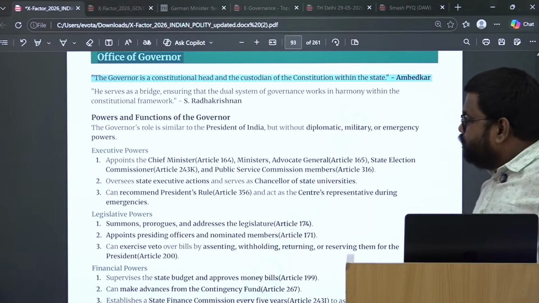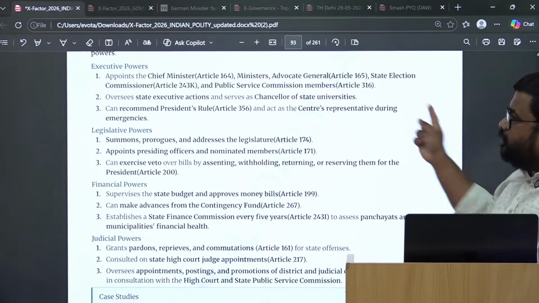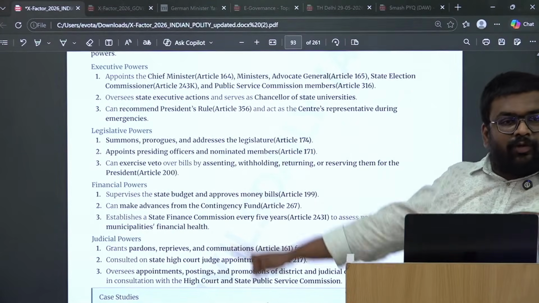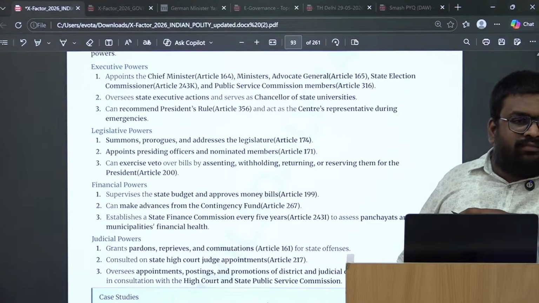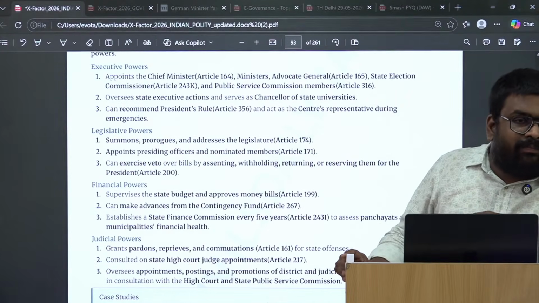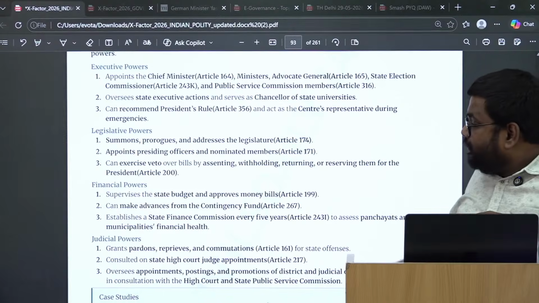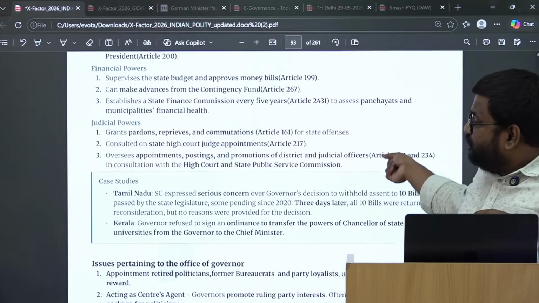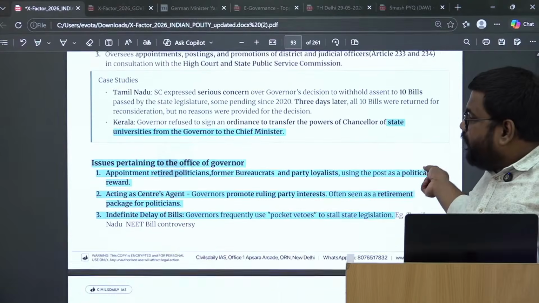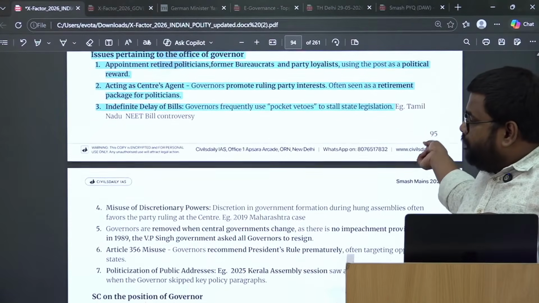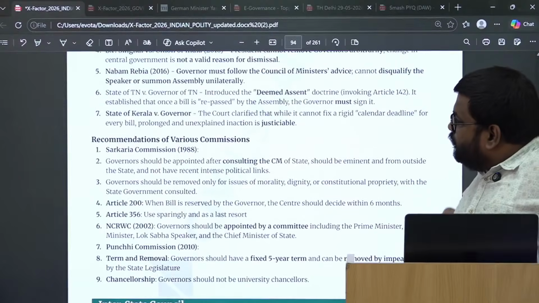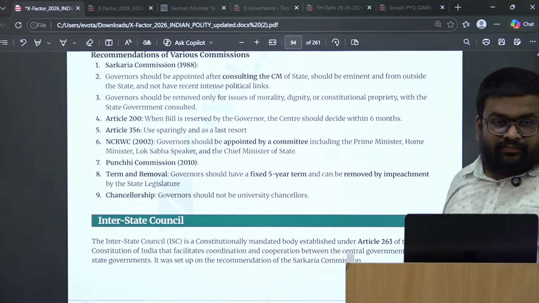Okay, this is again powers classified under executive, legislative, financial, judicial. आपको बस यही याद रखने हैं 4. अपने आप आपको नीचे से 2 पॉइंट उसमें याद आएंगे. ठीक है, next the recent case studies, Kerala and Tamil Nadu with respect to issues. ठीक है, then Supreme Court judgments and recommendations, Sarkaria or Punchhi.